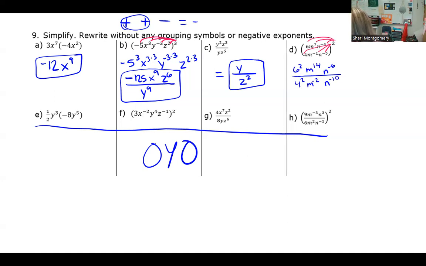And to do this problem, you could have either simplified the stuff on the inside and then raised it to a power, or you raise everything to a power and then simplify. It doesn't matter.